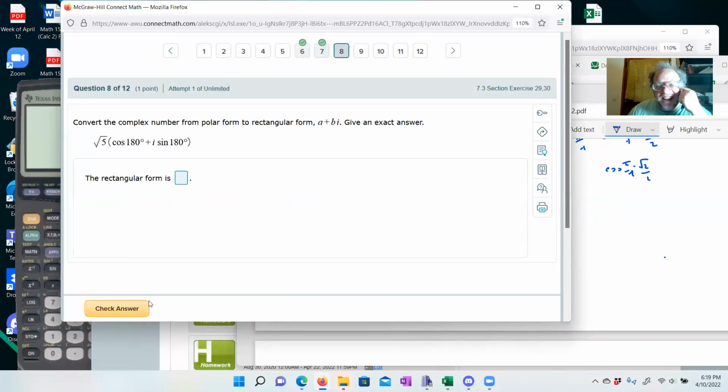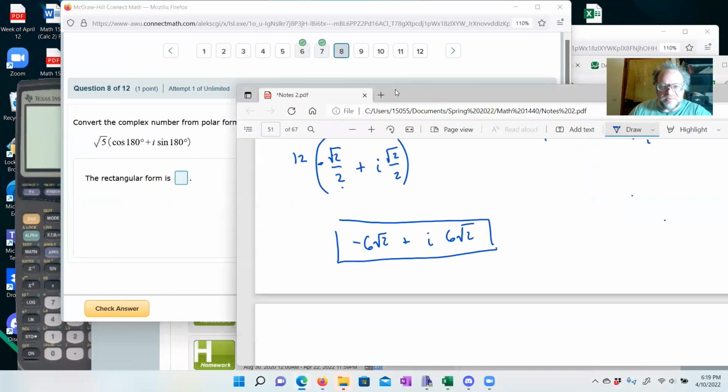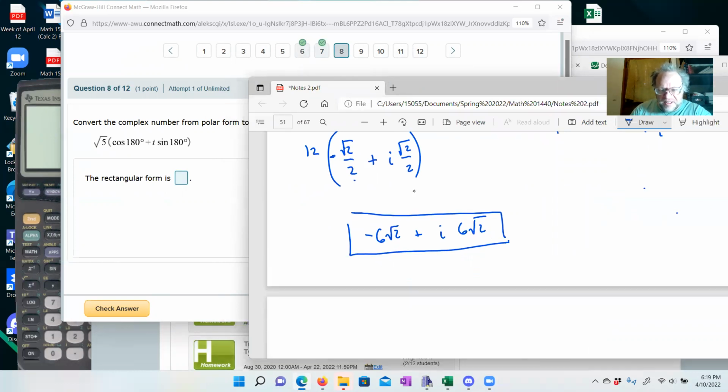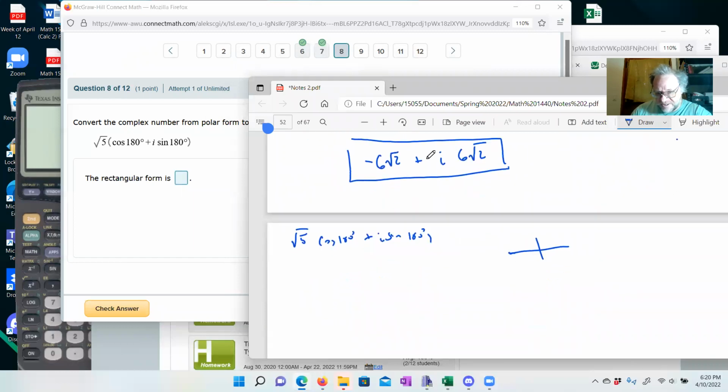All right. So yeah, we could do this with degrees instead of radians. Convert this from polar form to rectangular form. So we have root 5 times cosine of 180 degrees plus i sine of 180 degrees. Where is that? It's right here, isn't it? So it's root 5 at 180 degrees. So this is just going to be negative 1. This cosine of 180 degrees is negative 1.